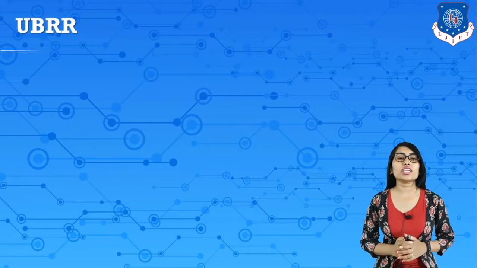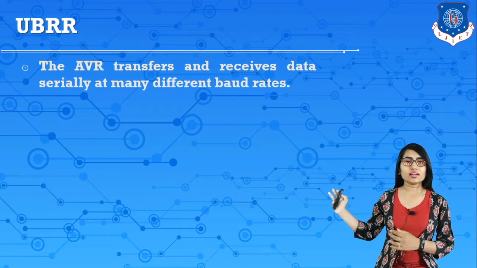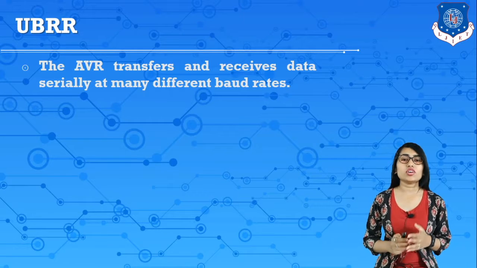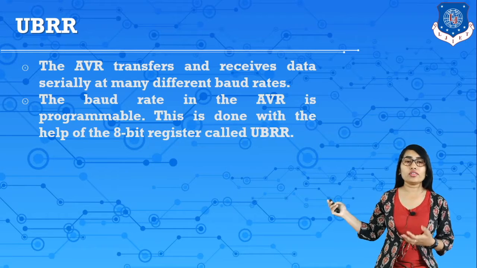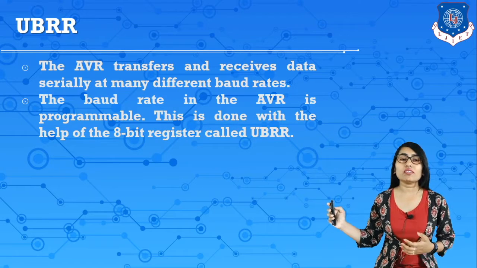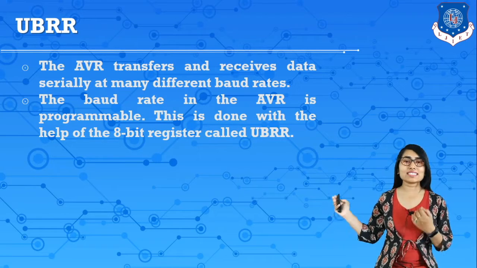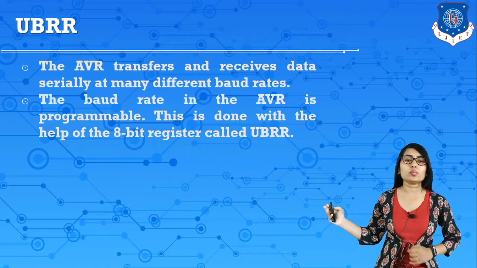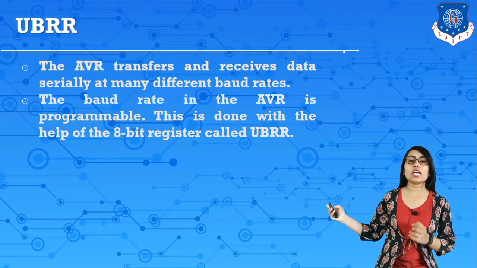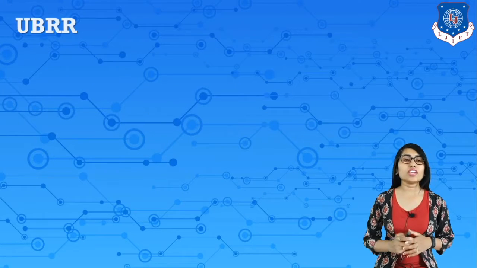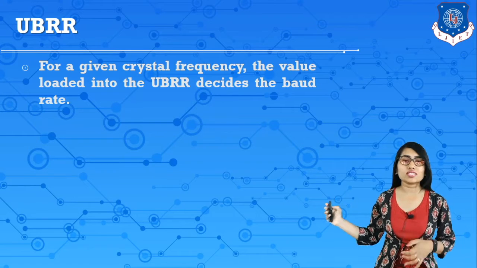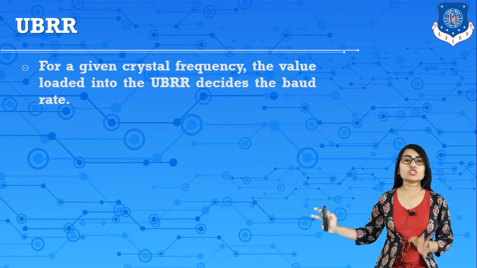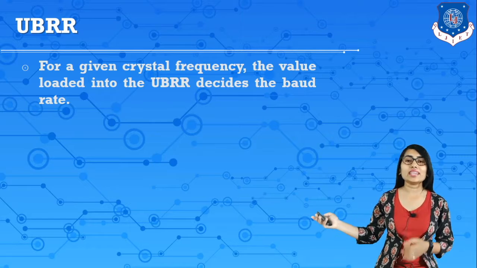So first we have the UBRR register. The AVR transmits and receives data serially at many different baud rates. The baud rate in the AVR is programmable, and this is done with the help of an 8-bit register called UBRR. For a given frequency, the value loaded into the UBRR decides the baud rate.